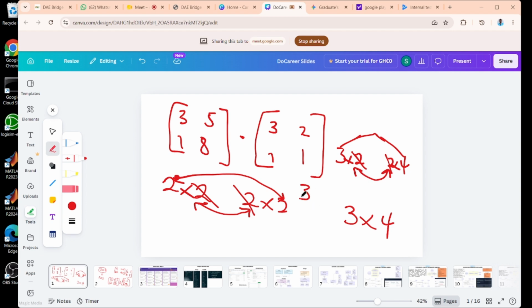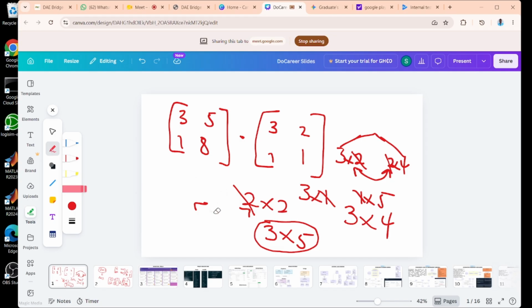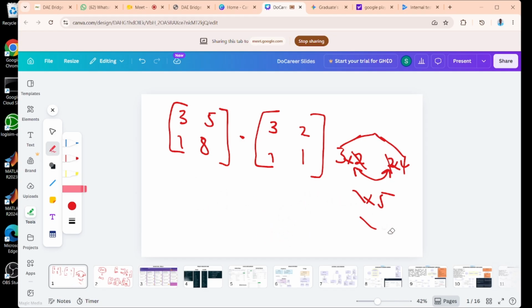If I have 3 by 1 against 1 by 5, this and this are the same, so they can be multiplied, but the final matrix will be 3 by 5. That's how you predict the size of the final matrix after the multiplication. For this case, it's 2 by 2 against 2 by 2, so the final one will definitely also be a 2 by 2 matrix.